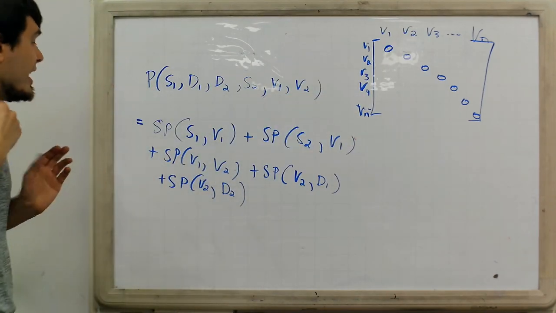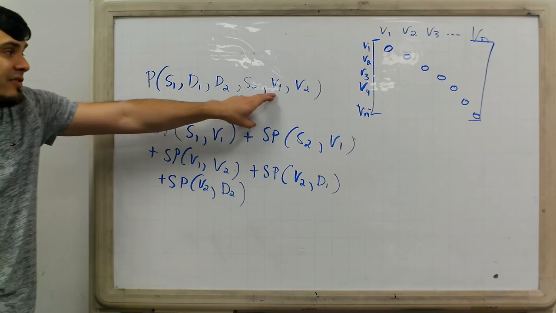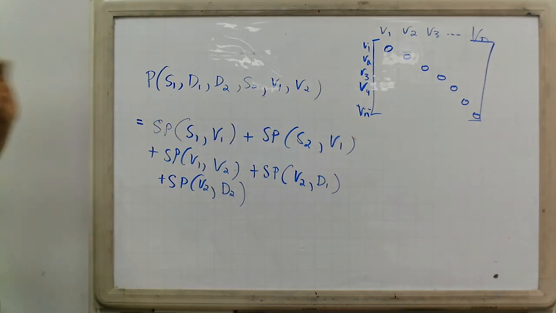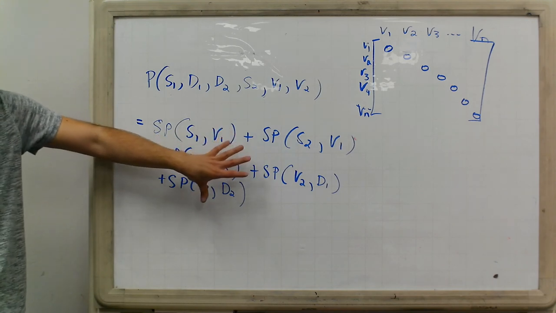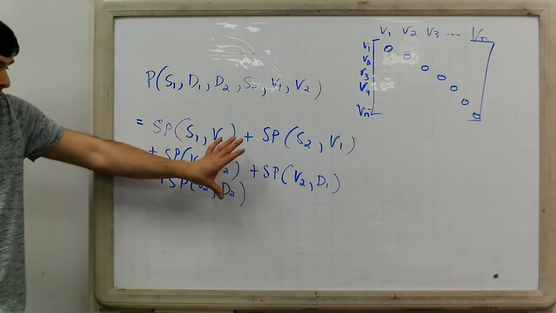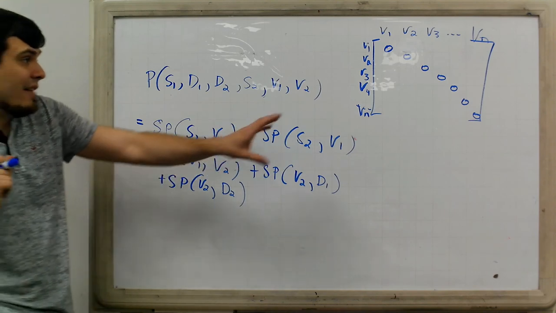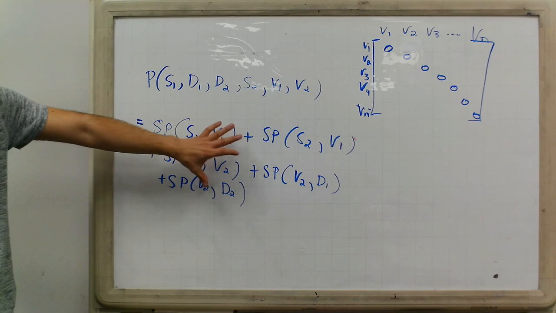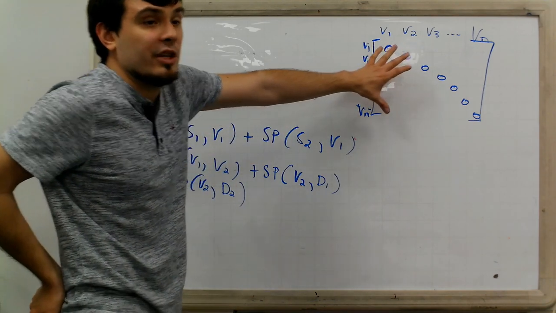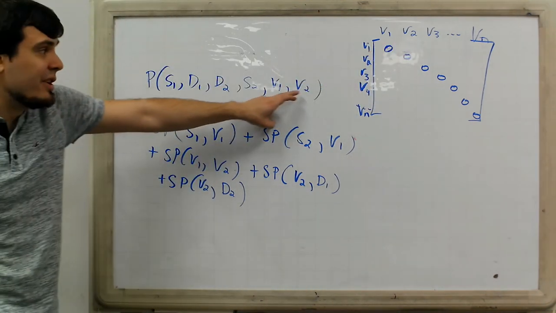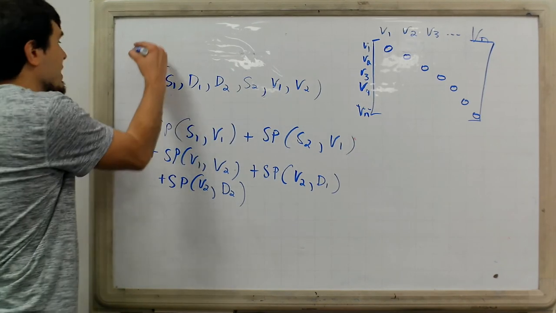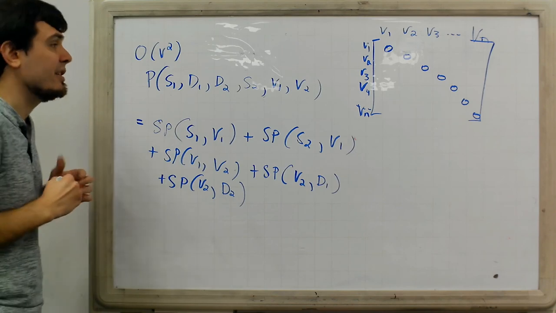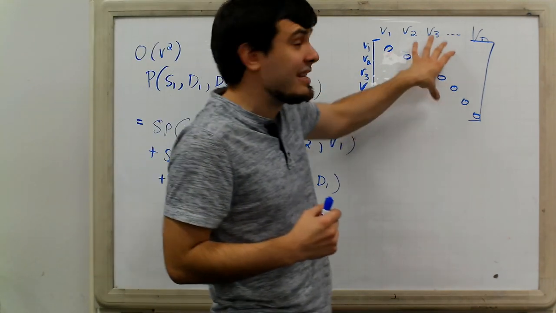So we have to try this formula for every combination of V1 and V2. But this is just 5 or 10 constant time accesses, if we already have this matrix. So this formula gets evaluated in constant time once we have the matrix, but we have to do it for every V1 and V2. So this part just becomes order V squared, but no E this time. Now, of course, we also have to count the time it takes to calculate this matrix.